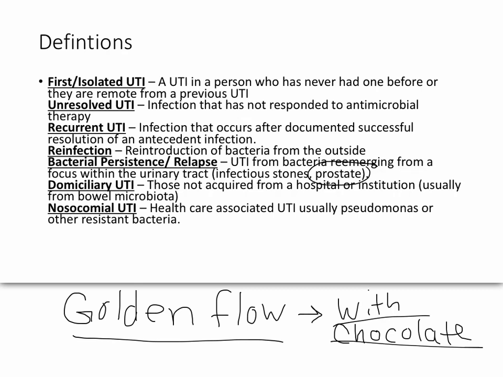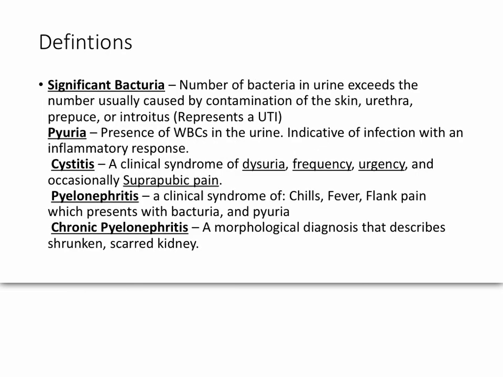And the main reason why it's important to say whether a UTI is domiciliary or nosocomial is because the most common bacteria you get in each of those settings will be different, and so it will change your modality of treatment. A domiciliary UTI is not acquired from a hospital or institution. Nosocomial UTIs are acquired from a hospital or institution. So just keep that in mind. I promise this is the last set of definitions.